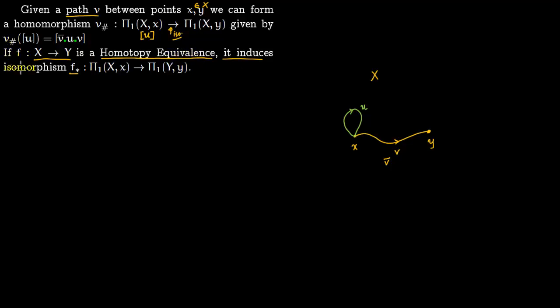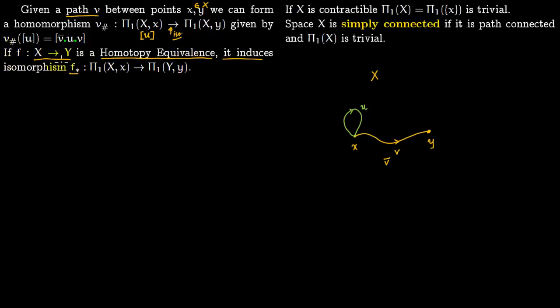The first implication of this theorem: say X and Y are homotopically equivalent, where Y is just a point. Then the fundamental group of X equals the fundamental group of a point, which is a trivial group. So if X is contractible, then X is homotopically equivalent to a point, and you can say its fundamental group is trivial. Space X is called simply connected if it is path connected and its fundamental group is trivial.